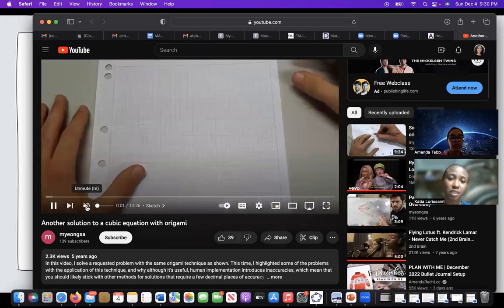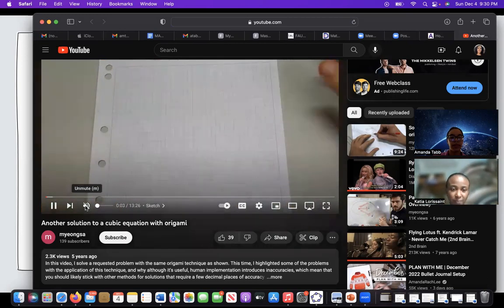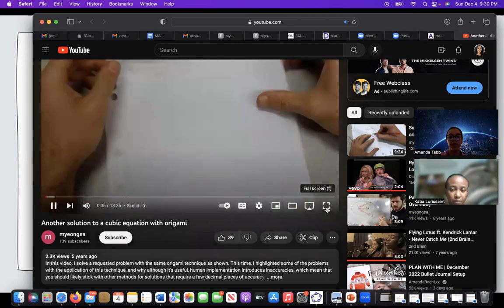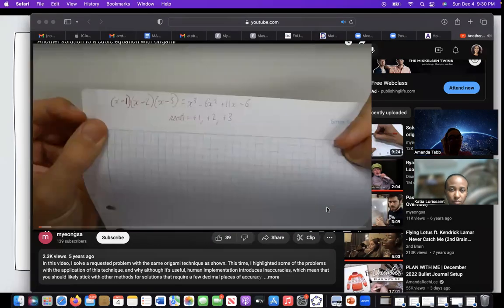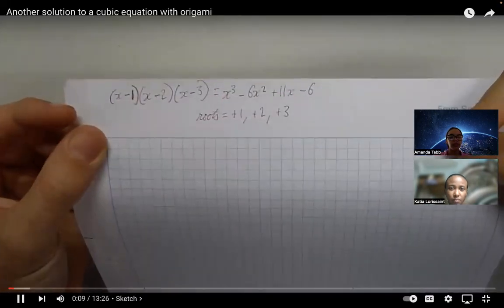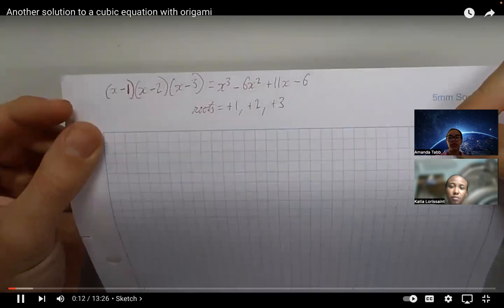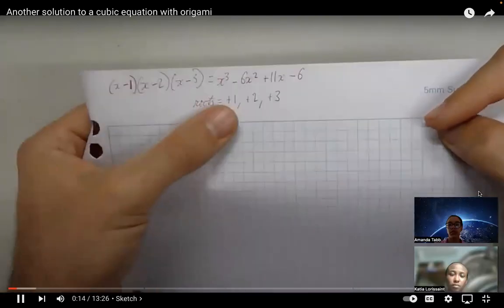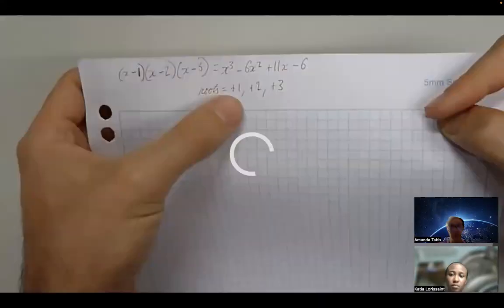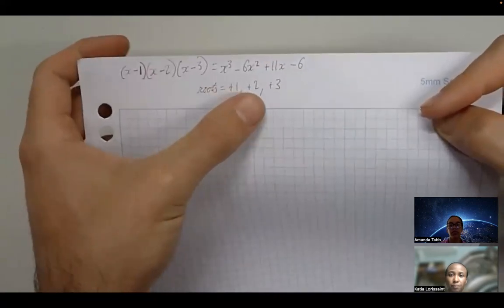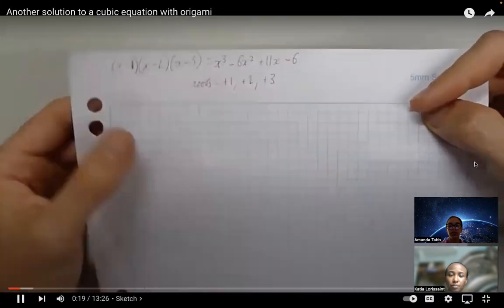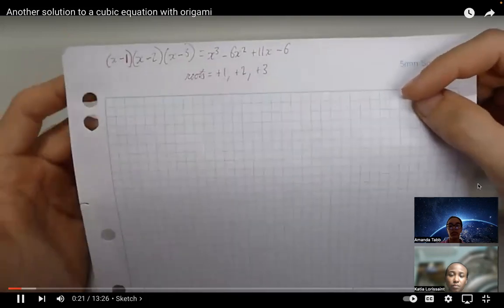So let's watch. I got requested to solve this question, just because some people had some problems with the technique. So the question I've been asked to solve is this one here: x cubed minus 6x squared plus 11x minus 6, and the roots of this are of course positive 1, positive 2, and positive 3. So since these are all real roots, we should be able to solve for them with the method.